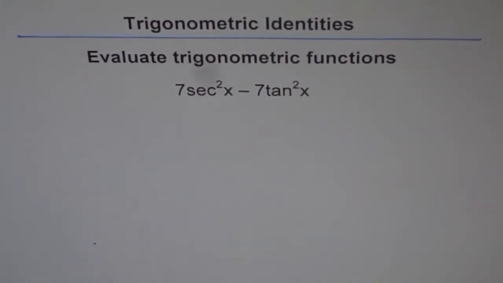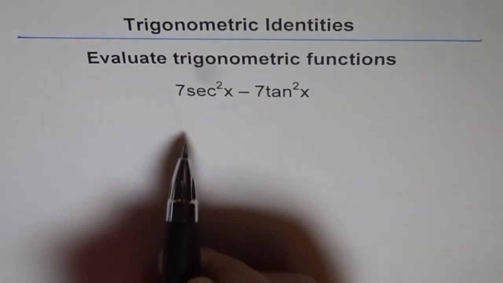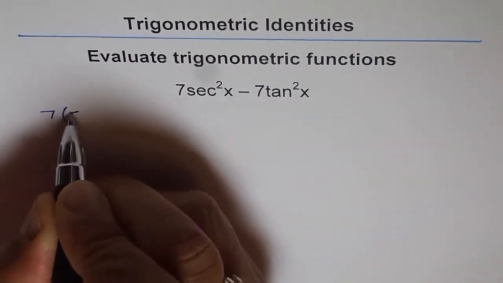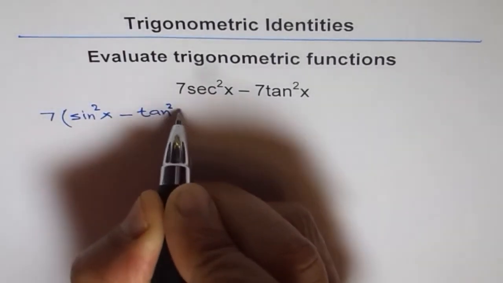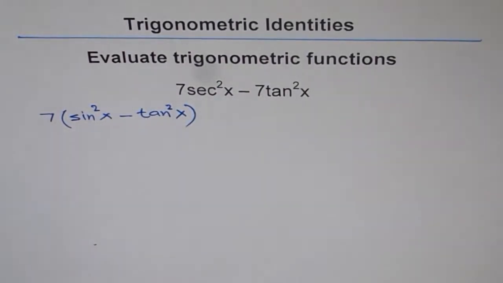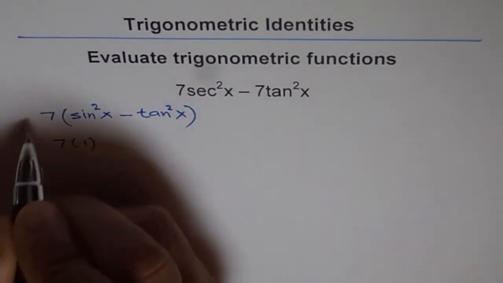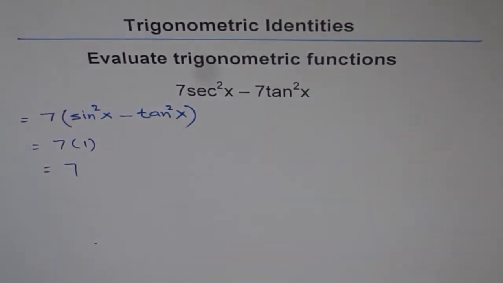Evaluate the trigonometric function. We are given 7 secant square x minus 7 tan square x. We can take 7 common, right? So if we take 7 common, we get 7 times secant square x minus tan square x. Now, what is secant square x minus tan square x? If you remember the Pythagorean identity, it is equal to 1. So since it is equal to 1, this is equal to 7. So this trigonometric function is equal to the number 7.